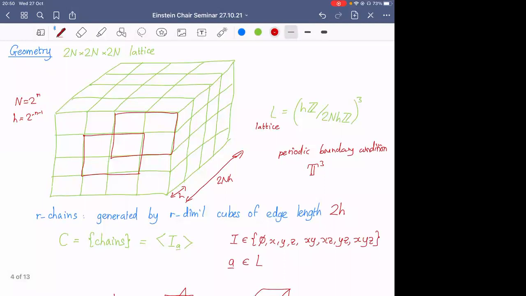Okay, so the chains are generated by elemental cubes of all dimensions, 0, 1, 2, and 3. An elemental cube will be determined using this notation IA. I is the type, which says in what orientation it is, and A is the center. So for example, what I've got here, this would be your A, and this would be, say, XZ. So you could label this as XZ at the point A, where A is this point here.